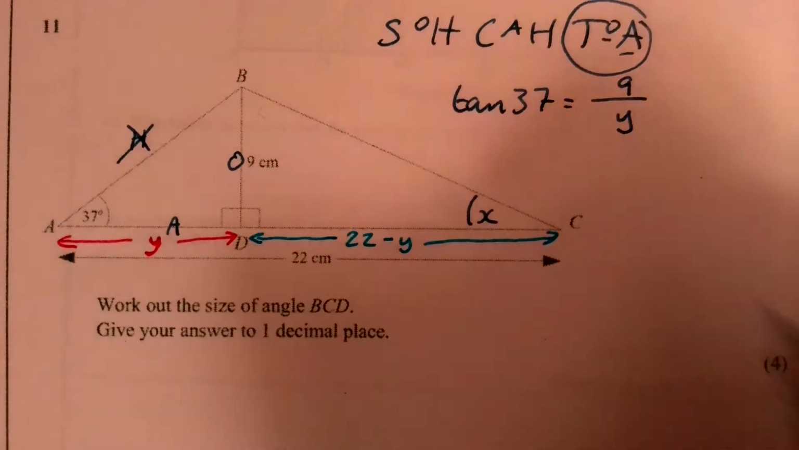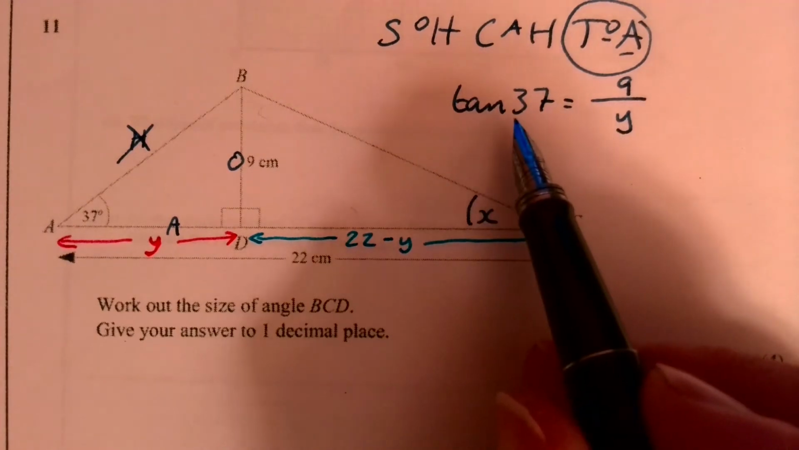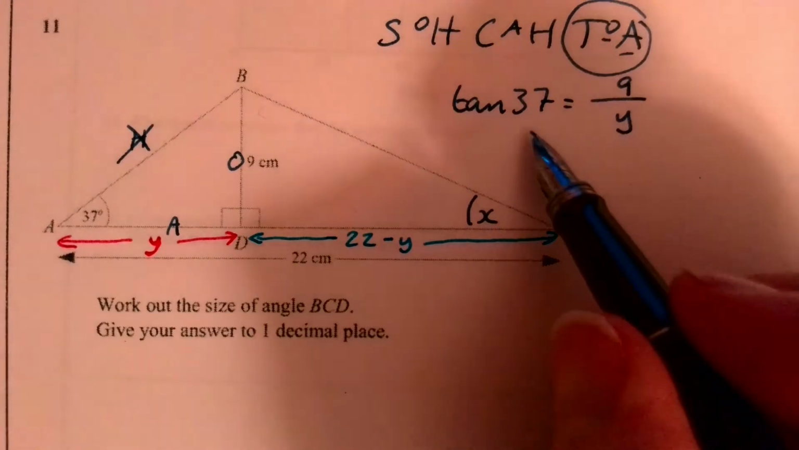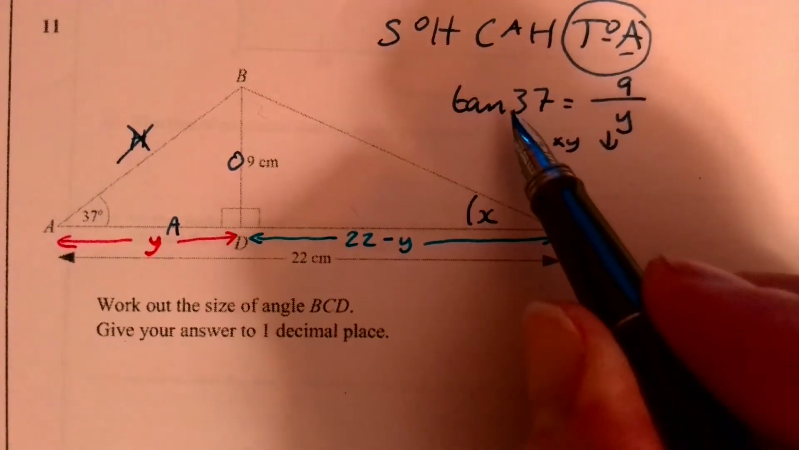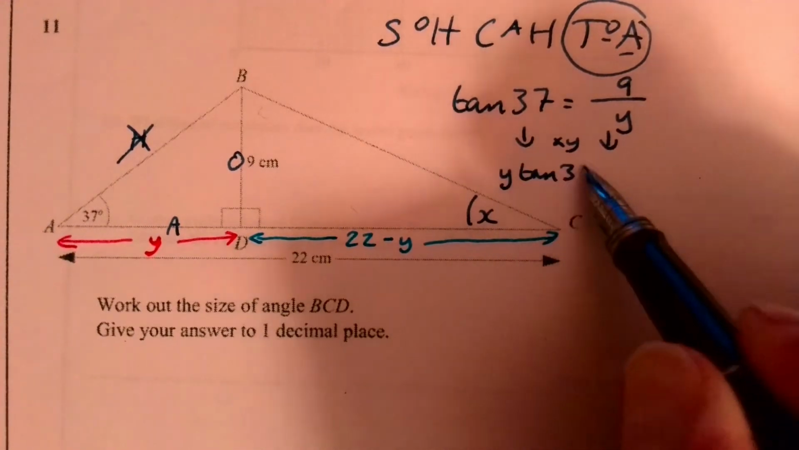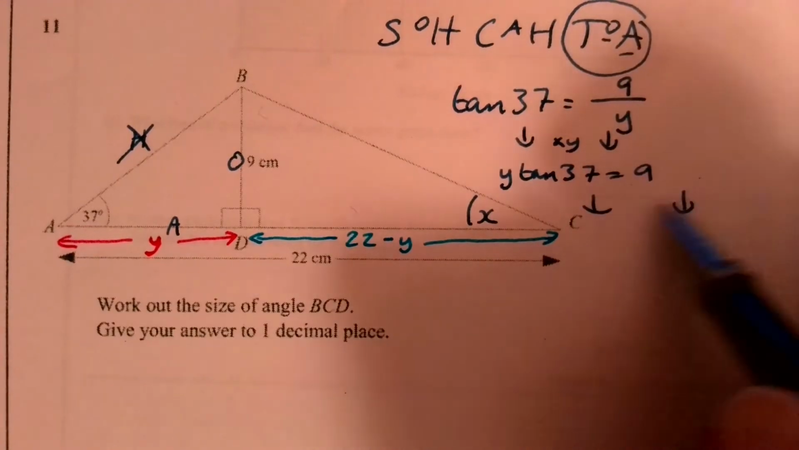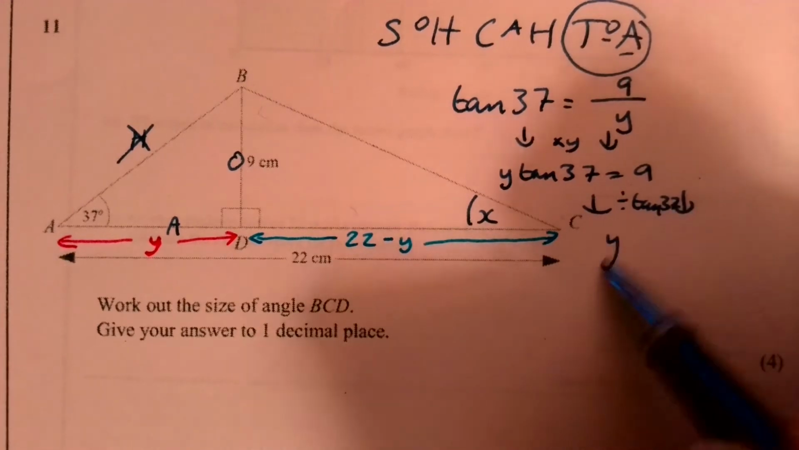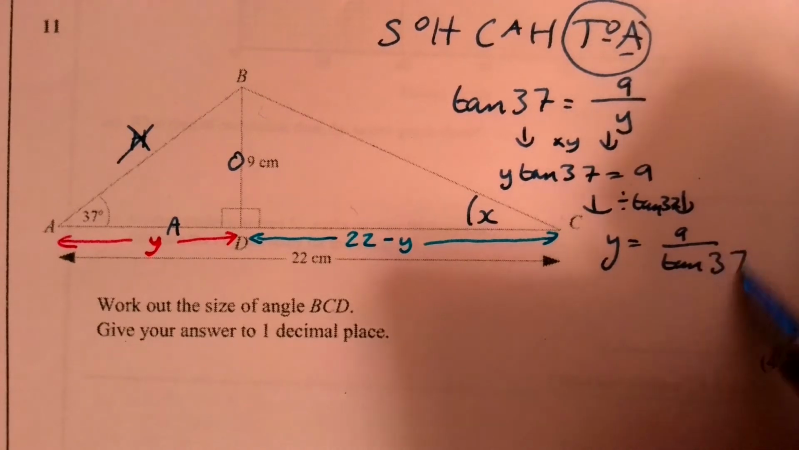Now one or two of you did go a bit wrong here by then saying that y was going to be 9 times tan 37. It's a two-stage rearranging process to make y the subject of the formula. Multiply by y and we get y tan 37 equals 9, and then divide by tan 37 gives you y equals 9 over tan 37.